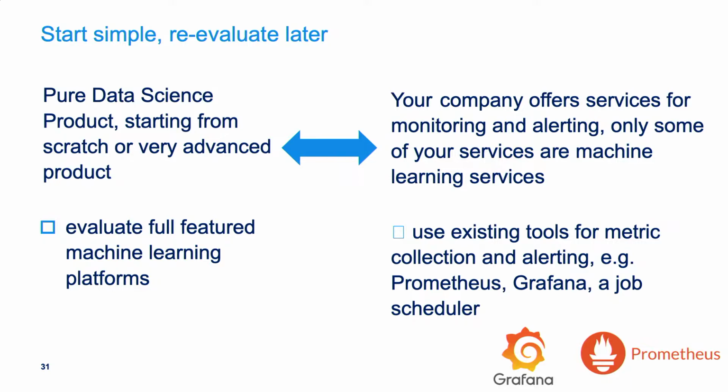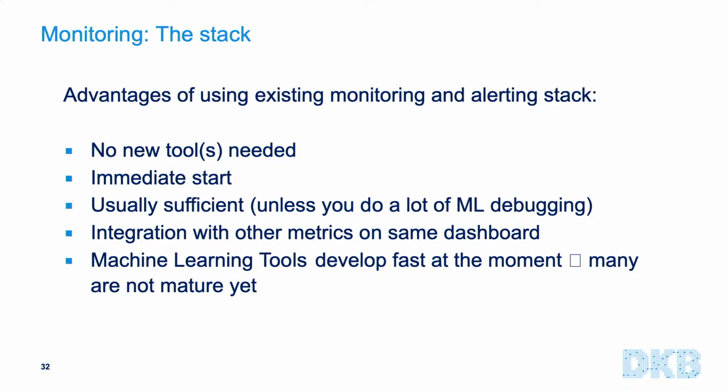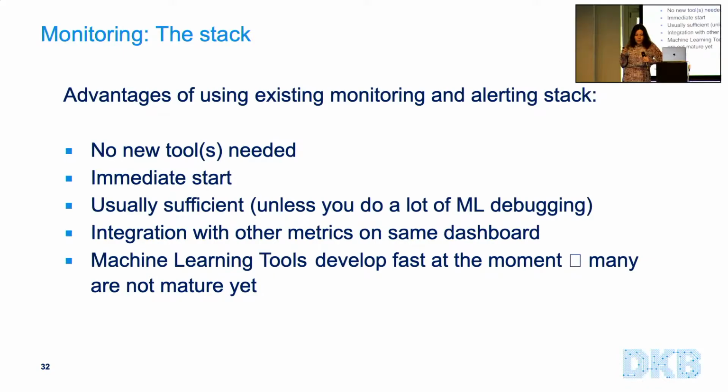However, if you have a pure data science product and you start from scratch, or you're already really advanced in your monitoring needs, then you can evaluate a more full-featured monitoring platform. But if you don't need a custom platform, you can actually immediately start with what you already have. And that's usually sufficient, I would say, in 80-90% of the cases. And you have the advantage that you can integrate these ML monitoring metrics on the same dashboard as your current backend monitoring, which is very good for debugging and running in production.